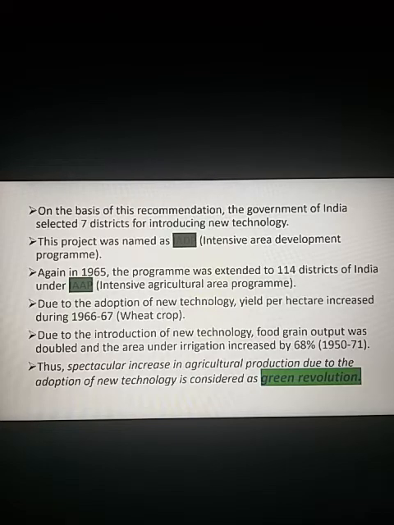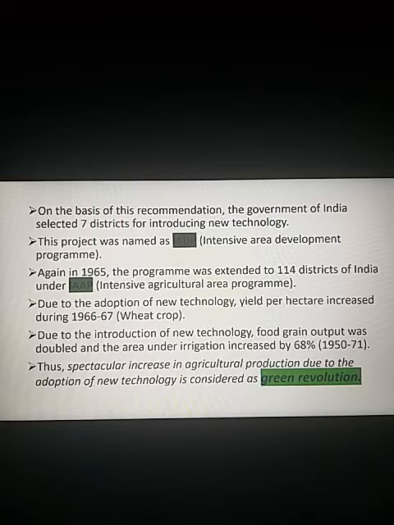Due to the adoption of new technology, yield per hectare increased during 1966-67, especially for the wheat crop. See, whenever we think of Green Revolution, remember that the success of Green Revolution started from the wheat crop, because the measures suggested by the Ford Foundation were initially adopted in the states of Punjab and Haryana, and hybrid quality seeds were developed only for wheat. As a result, this new technology and high yielding variety of seeds, HYVs, all resulted in an increase in the productivity of the wheat crop in 1966-67.